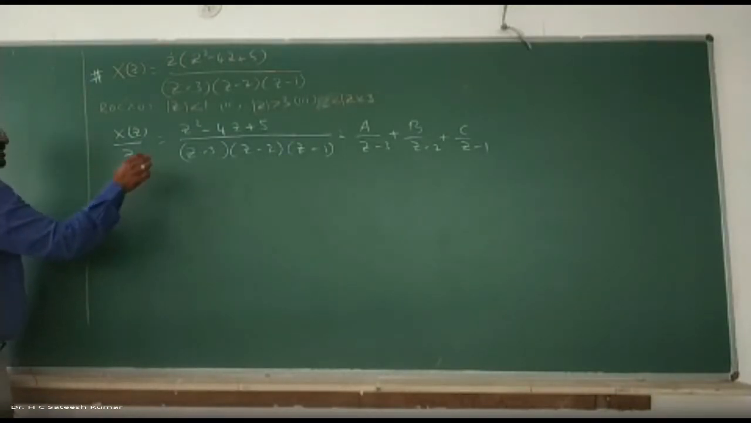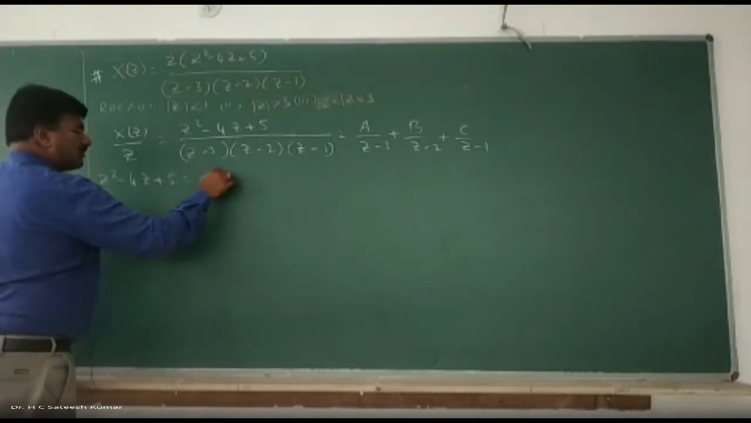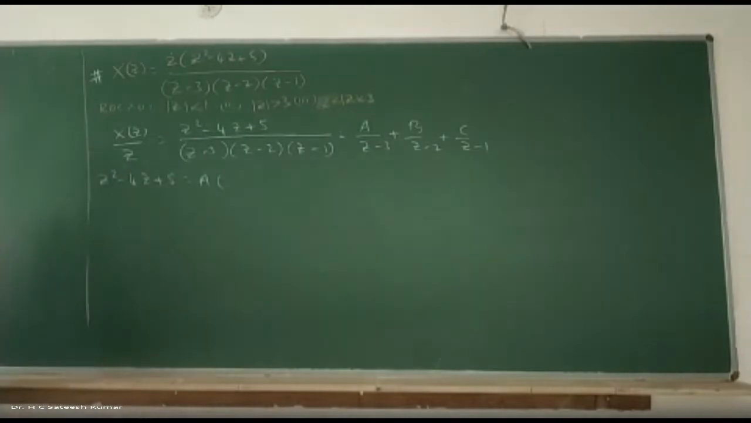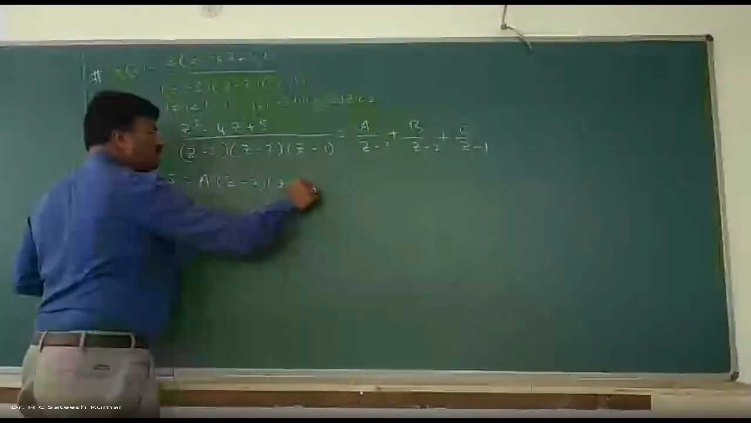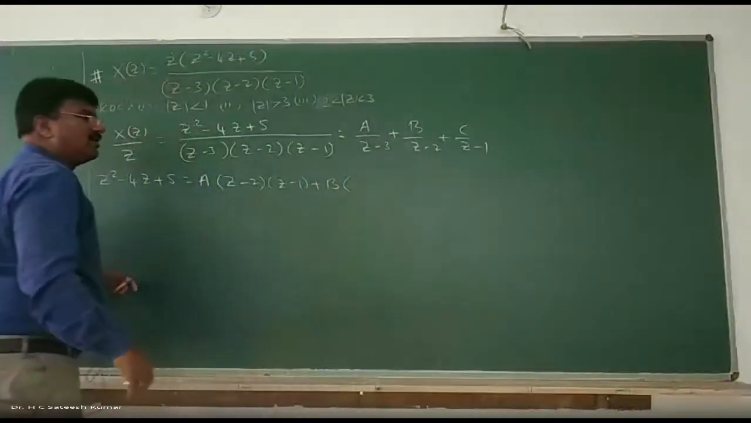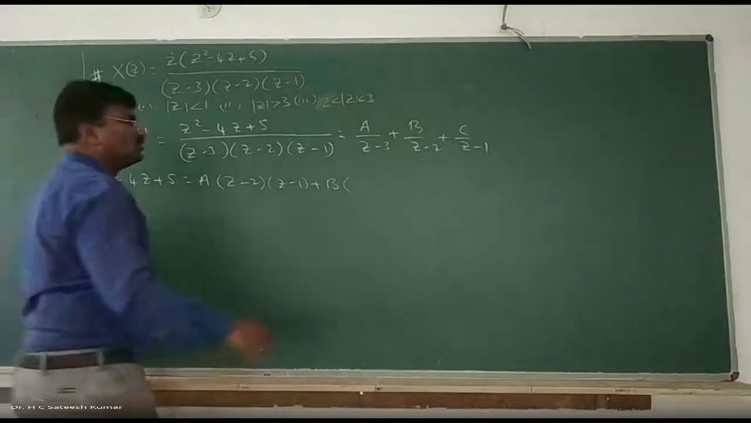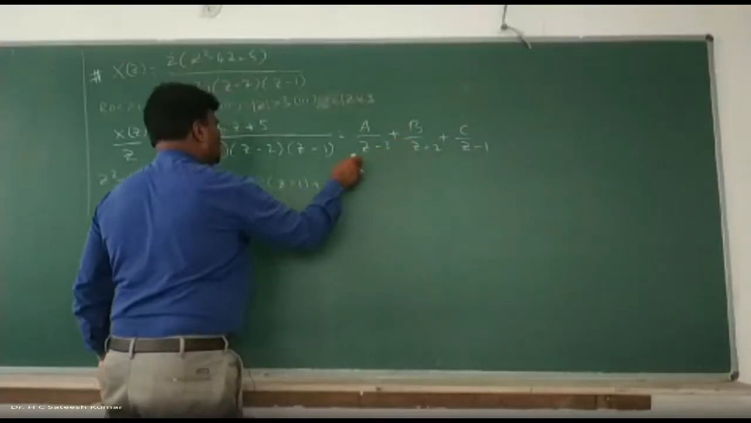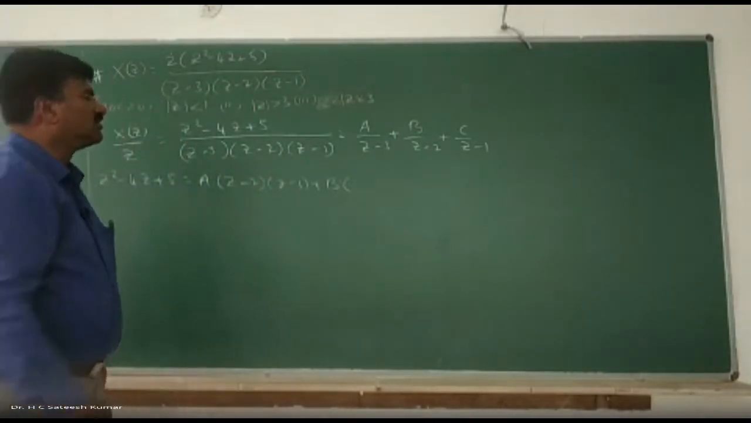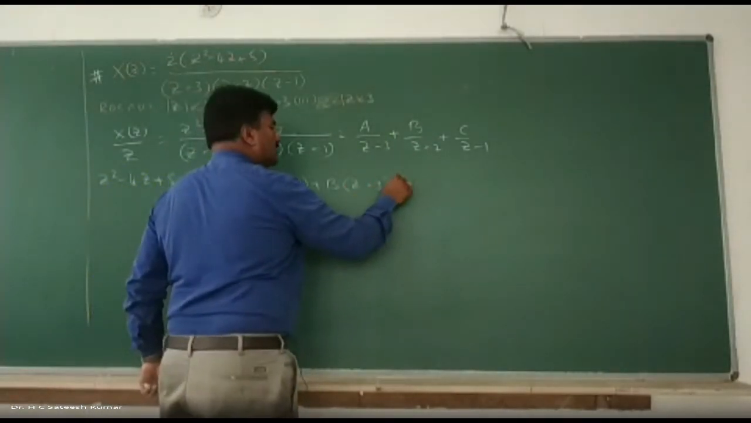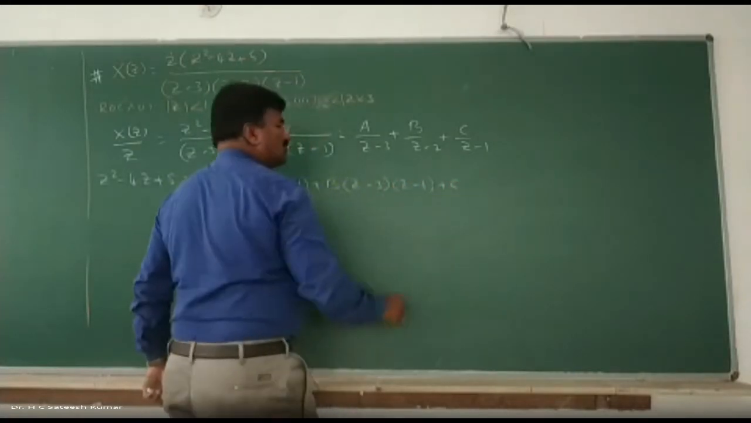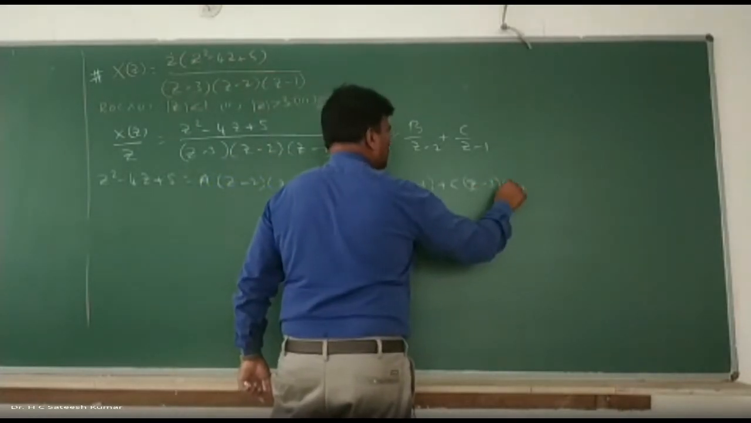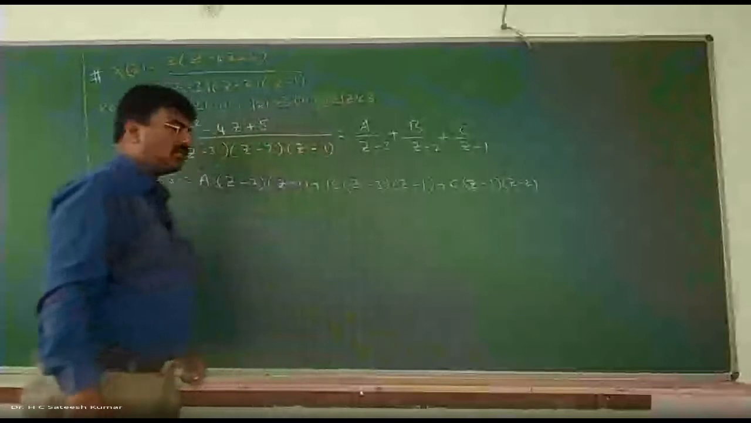What is it that we have? Take the LCM. z² - 4z + 5 is equal to A into, dividing the denominator of the left-hand side by (z - 3), we get (z - 2)(z - 1), plus B into, dividing the denominator of the left-hand side by (z - 2), what is left out is (z - 3)(z - 1), plus C into (z - 3)(z - 2). Now you give the values for z.